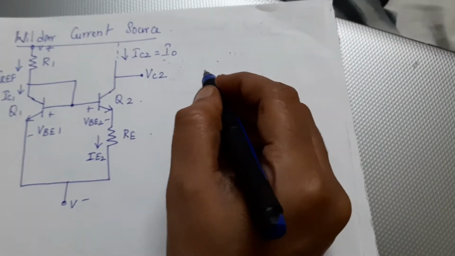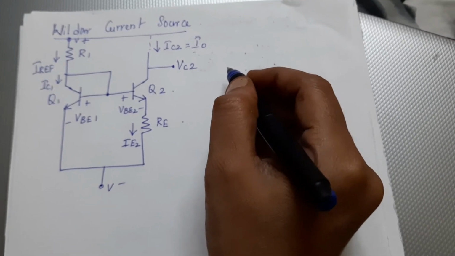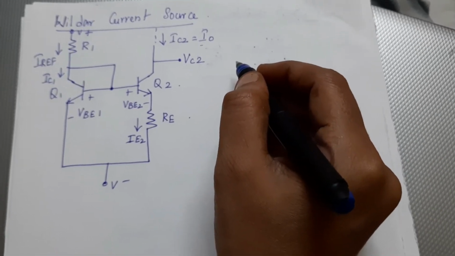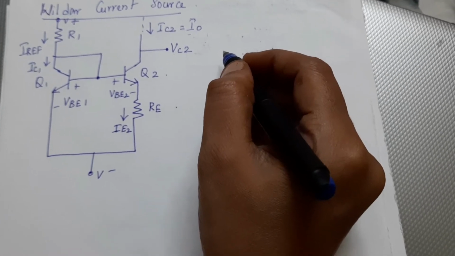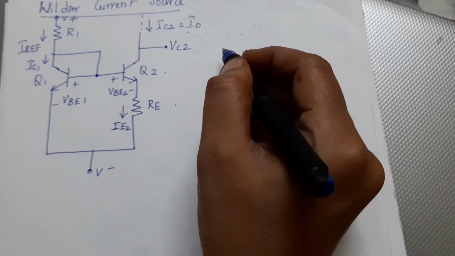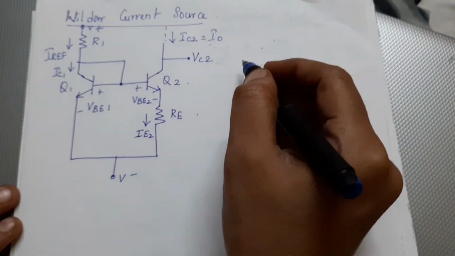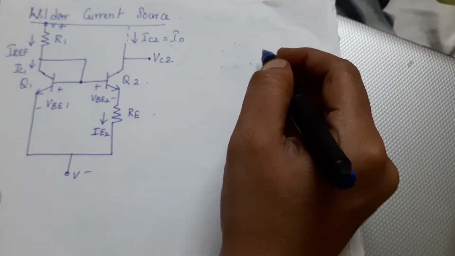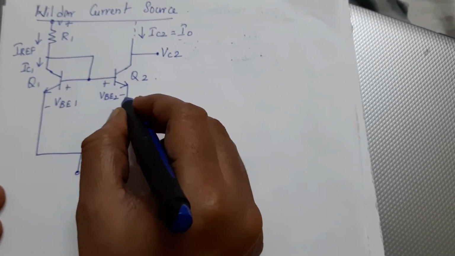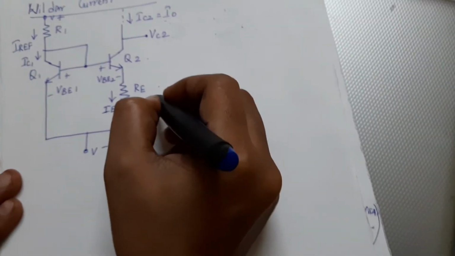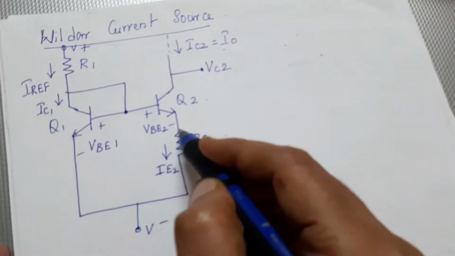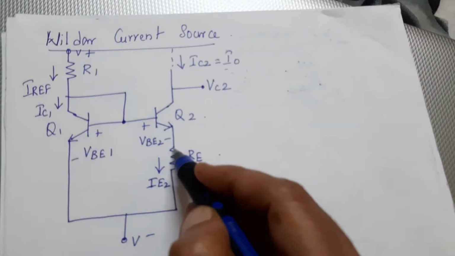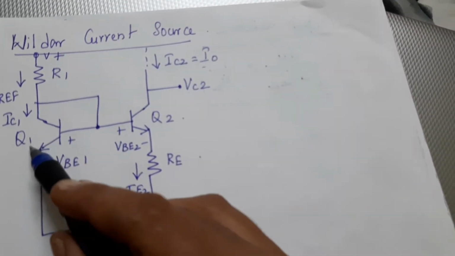So in the current sources considered so far, the load and the reference current have been nearly equal. That is, I0 is approximately equal to I reference. In this circuit, a voltage difference is produced across the resistor Re, so that the base emitter voltage of transistor Q2 is less than the base emitter voltage of transistor Q1.